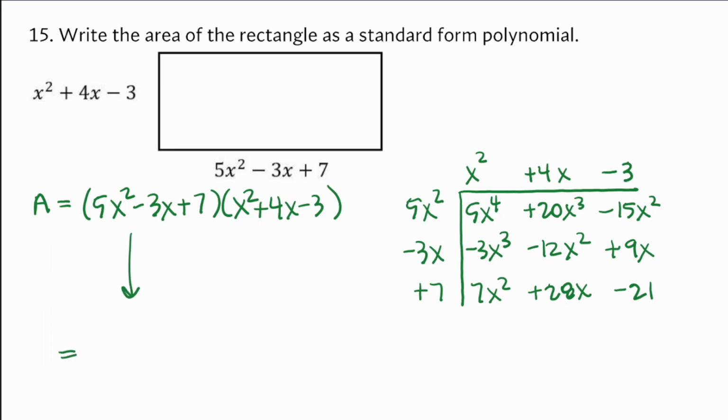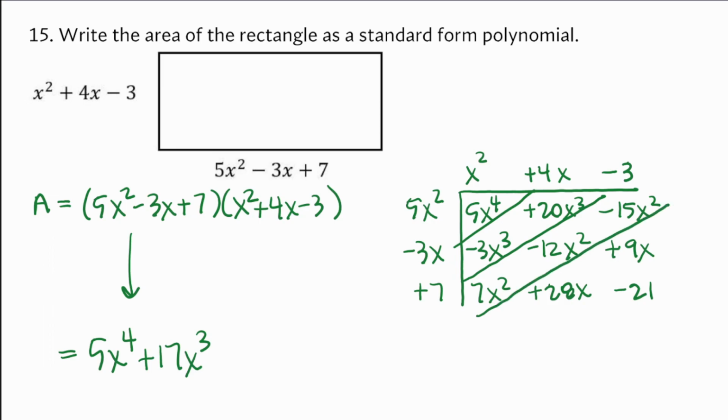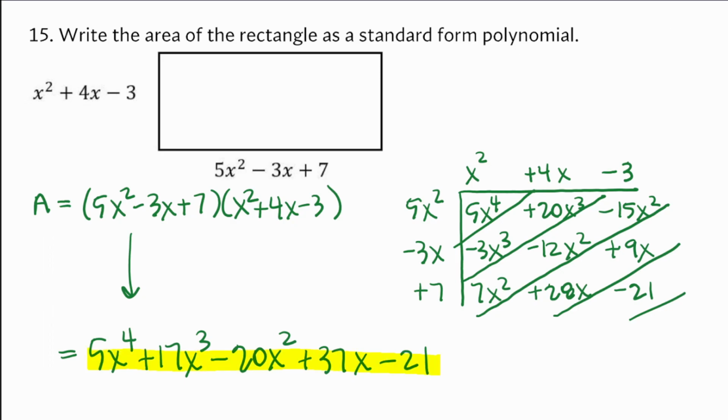So I'm going to collect all the like terms. For x to the 4th powers, that's all I've got: 5x to the 4. X to the 3rd powers, I've got 20, and minus 3 is 17x to the 3. For x squareds, I've got negative 15 and negative 12, which is negative 27. Add 7 back, that would be negative 20x to the 2. 28 and 9 is 37x, and then negative 21. And this is a standard form polynomial.